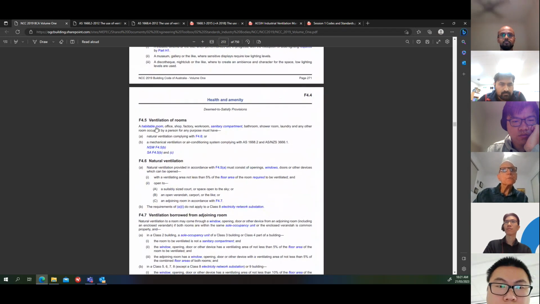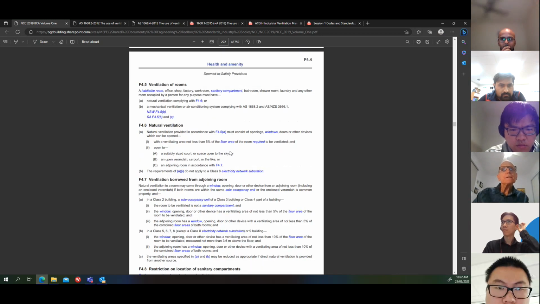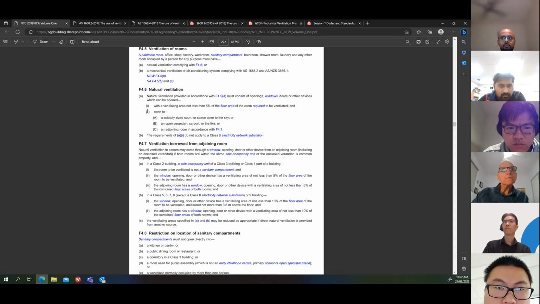So this is saying that a habitable room, that's a defined term, office, shop, factory, etc., must have either natural ventilation or, again the or, mechanical ventilation in accordance with AS1668 part 2. It's got to have one or the other. Generally, it will be mechanical ventilation, but sometimes natural ventilation is applicable. So there's some requirements here for natural ventilation.